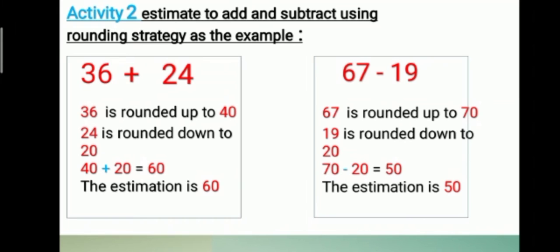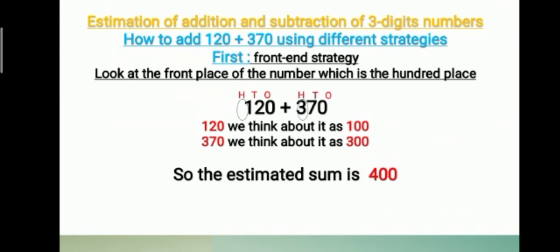In the subtraction, 67 minus 19. 67 is rounded up to 70 because it's near to 70. And 19 is rounded up to 20. So 70 minus 20 equals 50. 0 minus 0 equals 0. 7 minus 2 equals 5. So our estimation is 50.